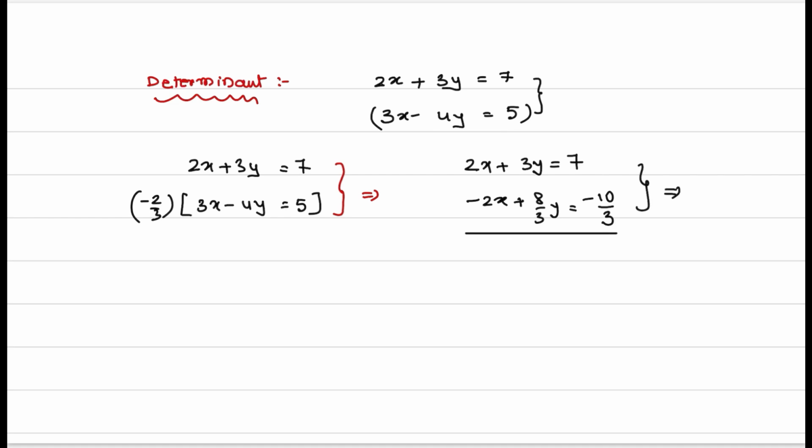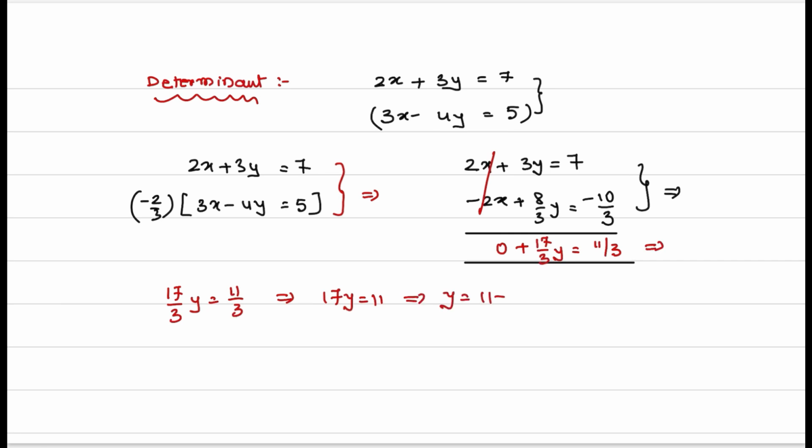Then we will add up these two. Minus 2x will go, that will be 0. 3y plus 8 by 3 y will be 17 by 3 y. That is equal to 7 minus 10 by 3, which is 21 minus 10, 11 by 3. That implies 17 by 3 y is equal to 11 by 3. That means 17y is equal to 11, so y is equal to 11 by 17. Do you agree with this?